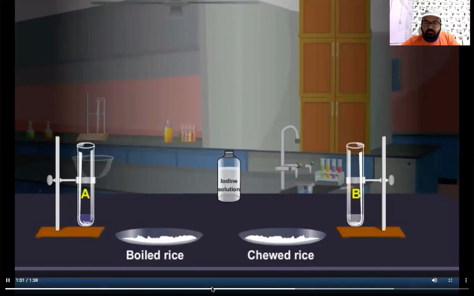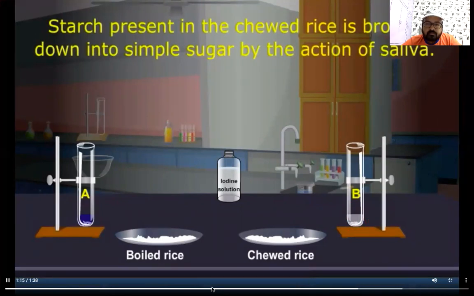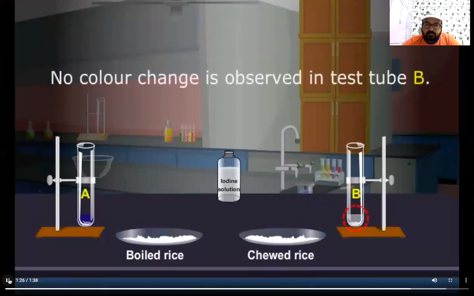What do you see? You will see that test tube A shows a blue-black color. On the other hand, there is no color change in test tube B. Now, why did that happen? That happened because the starch present in the chewed rice was broken down into simple sugar by the action of saliva. Remember, it was chewed rice. This means that the rice in test tube B did not have any starch in it. And because it did not have any starch, when we added iodine solution, there was no change in color.